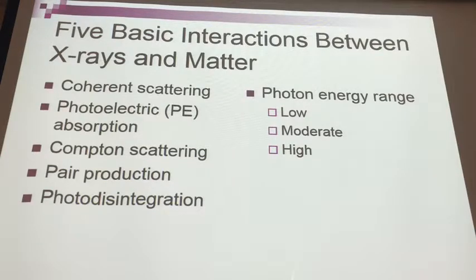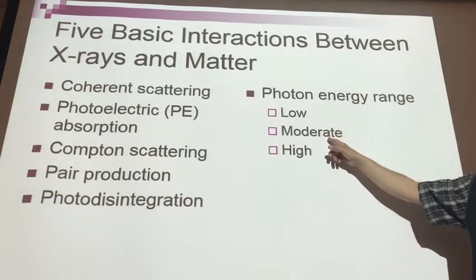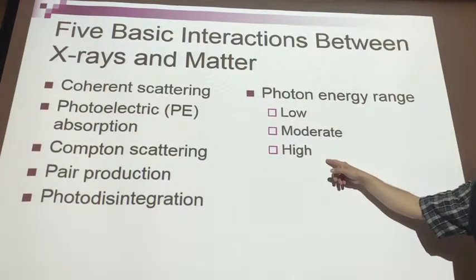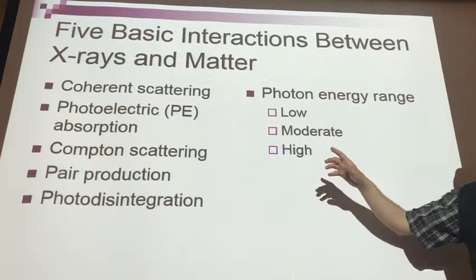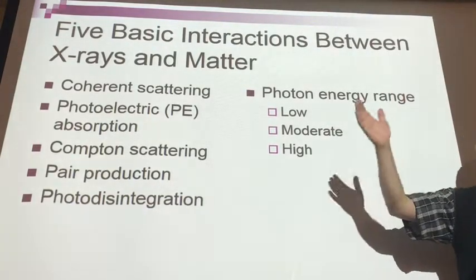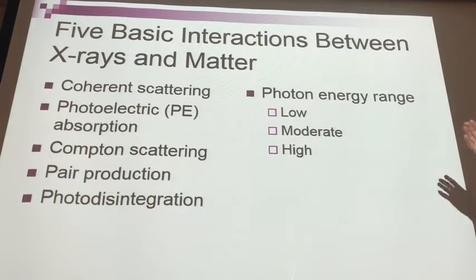Remember what I told you when we studied the X-ray tube, that the photons are not monoenergetic, they're polyenergetic, right? There are different energy levels, so some are going to be low, some moderate, and some high. Remember that is the spectrum, so some are going to be at one end, and others at the other end. Even with filtration, some are going to be low, some are going to be high.